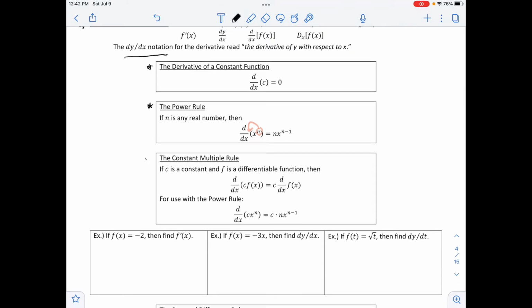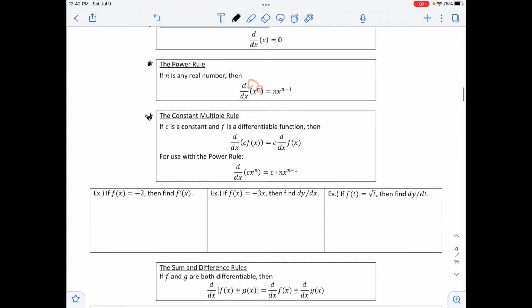The next thing that we have is the constant multiple rule. It says if c is a constant and f is a differentiable function, then the derivative of c times f of x is just the derivative of f of x times c, that constant out in front. I wrote down this rule in addition to being used with the power rule. If you have c times x to the nth power, it's going to be c times n times x to the n minus 1.